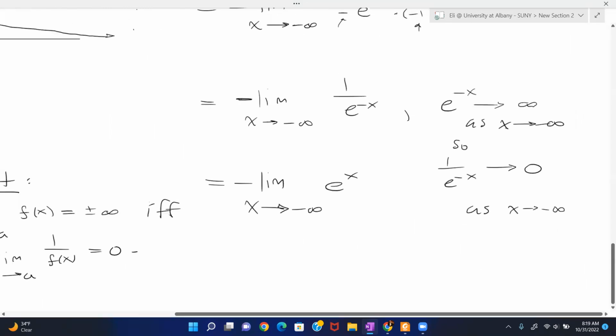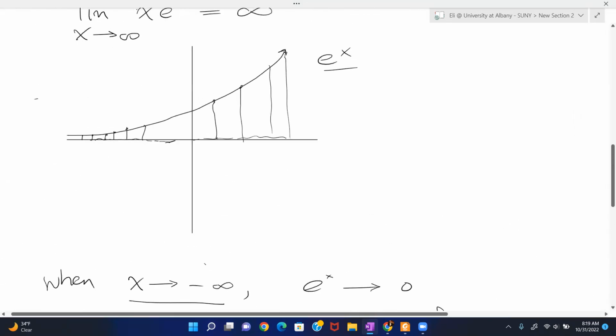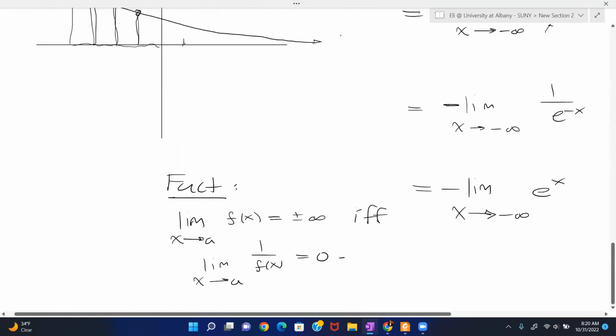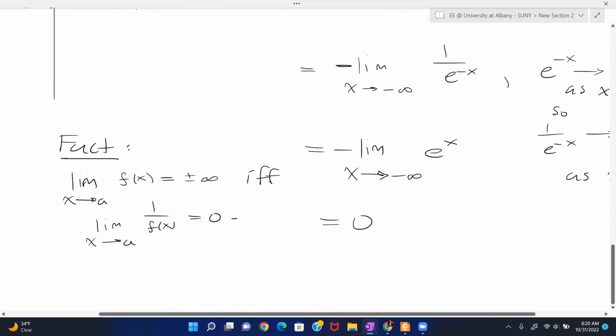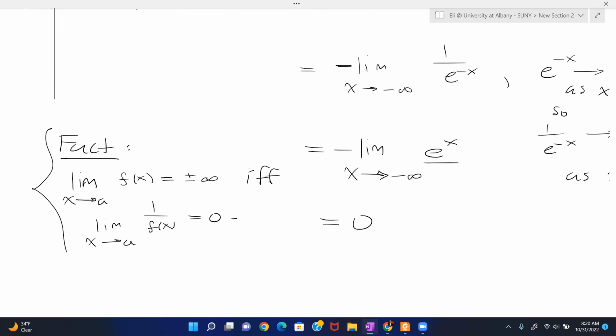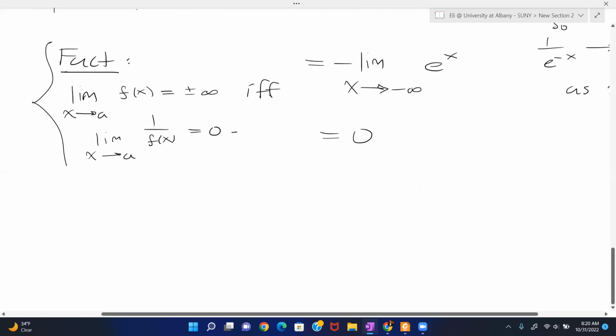So as x goes to negative infinity, we go back to our original graph of e to the x. As x goes to negative infinity, the graph approaches 0. So that's another way of seeing it. This other way of seeing it using this fact here is entirely valid, and it is, as I said, often helpful, but we can just rewrite 1 over e to the negative x as just e to the x. So that's the simpler thing to do in this case.